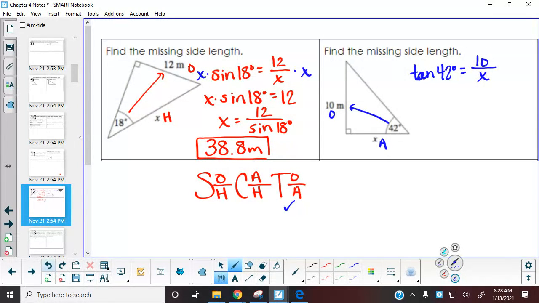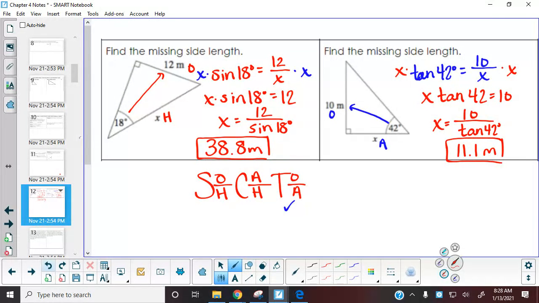And now, same steps as before, we're going to multiply each side by x to get that out of the denominator. So x times the tangent of 42 equals 10. And then divide each side by that tangent of 42. And so when you type that in your calculator, you would get a value of 11.1 meters. Okay, so again, the setup is the key, making sure that you're using the correct thing, sine, cosine, or tangent.